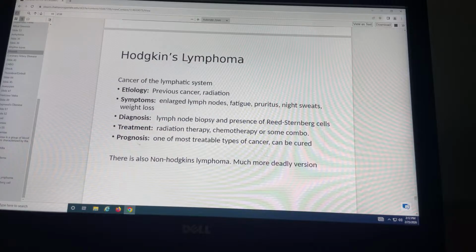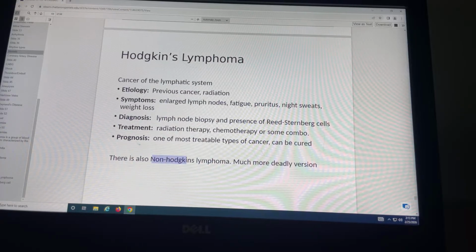So symptoms, you have enlarged lymph nodes. My aunt actually had this. I was really young, so I don't really remember her. There are two types: Hodgkin's lymphoma and non-Hodgkin's lymphoma. I'm just going to talk about Hodgkin's. Non-Hodgkin's is the much more deadly type. She had it, and she passed away. She was only 38 when she died, so that's really young, right? And she was healthy. She wasn't a smoker or drinker, she wasn't overweight. She was just normal.